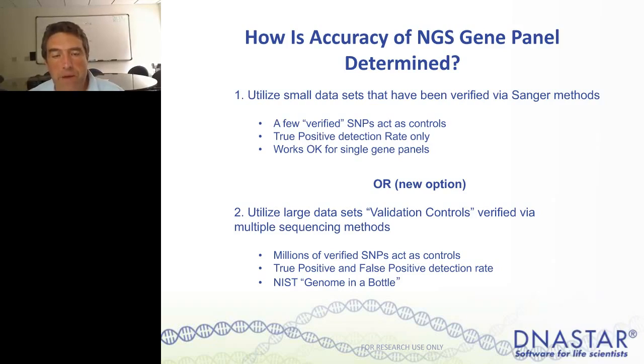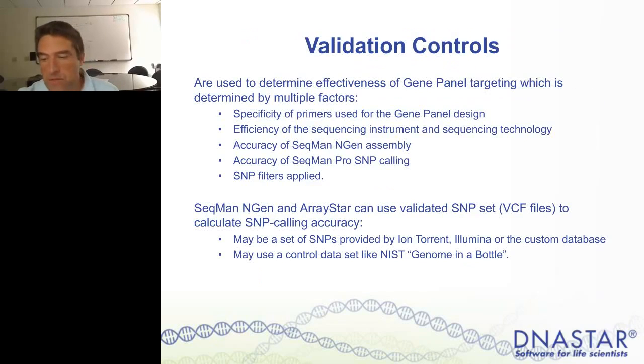So we think that a better approach is to utilize as large a data set as possible with your NGS data, in something that has been sequenced with multiple sequence methods, where there are millions of SNPs and you can get a true positive and false positive detection rate. One of the ideal data sets for this is the NIST Genome in a Bottle data set. This is a human genome that's been sequenced with multiple methods, and we'll talk about that a little bit here.